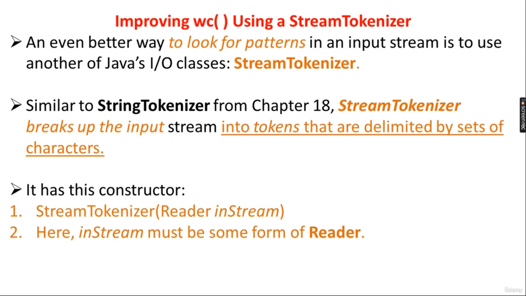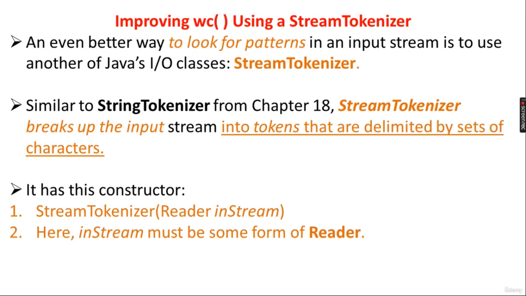An even better way to look for patterns in an input stream is to use another of Java's IO classes, StreamTokenizer. We have seen the tokenizer before, but now we will see a better way to look for patterns. StreamTokenizer takes the input stream and breaks it into tokens that are delimited by sets of characters. Those characters are special characters like spaces, commas, underscores, semicolons, etc. StringTokenizer and StreamTokenizer are similar, but this is the better way to handle the pattern.